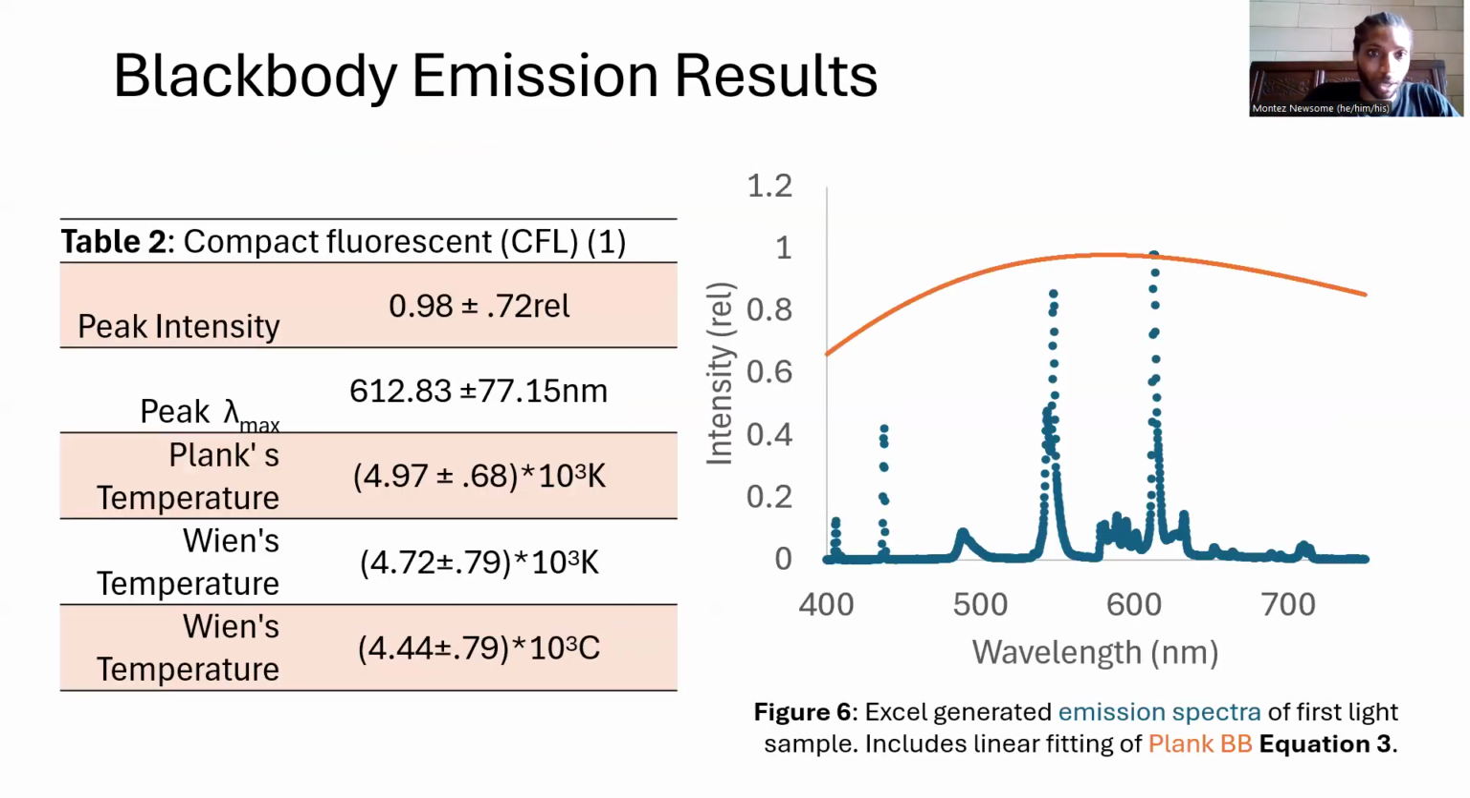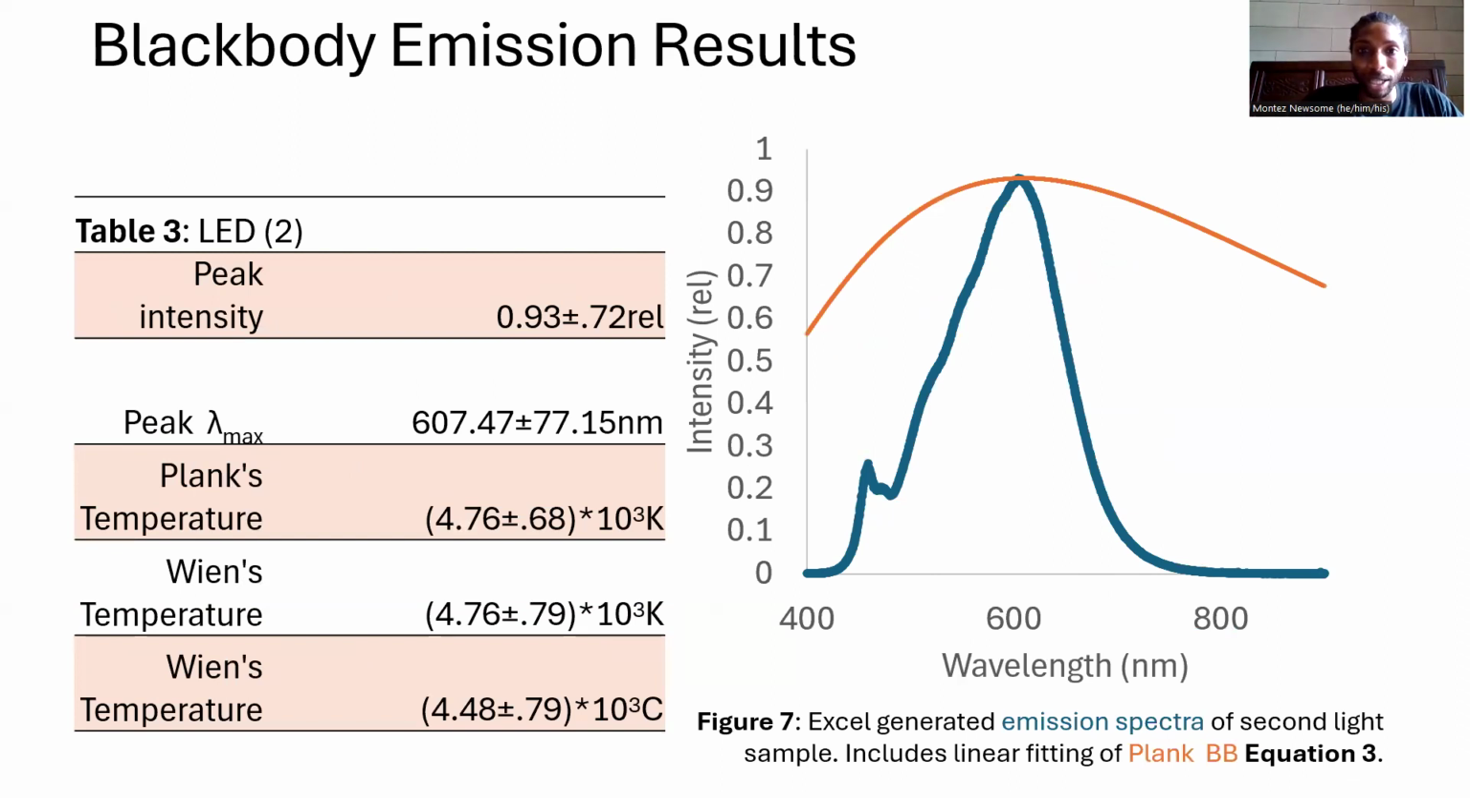So the black body emission results, we have the peak intensity at 0.98, and then the peak wavelength max at 6.1286, plus or minus 77.15 nanometers. And on the right-hand side, we have figure 6 with an Excel-generated emission spectrum of the first light sample, which was the compact fluorescence light bulb. And the orange curve is the Planck's equation, equation 3 shown in the beginning, that was overlaid over the emission spectrum. Now, I want you to keep in mind that the compact fluorescence spectrum will not look the same as the other emission spectrums. And remember that for the discussion portion, the second sample was an LED light bulb.